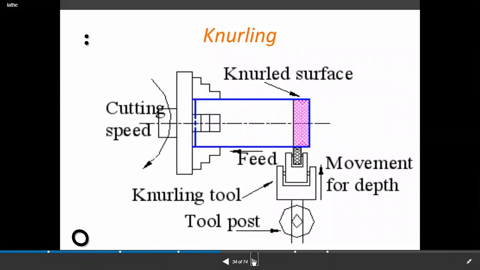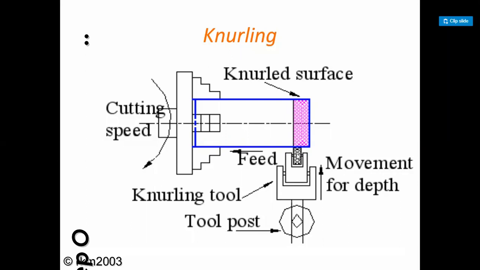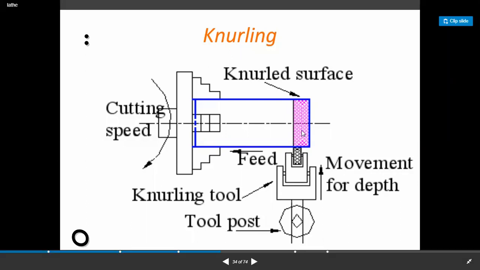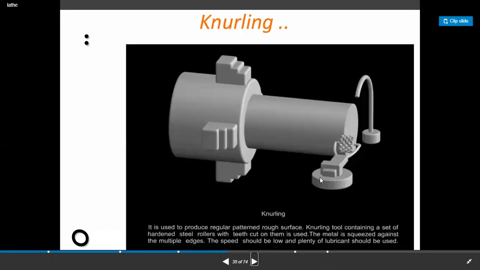Then knurling also we have studied. Knurling operation is to produce that smooth grip, that diamond shaped grip can be produced on your job as per your tool image. Tool वर ज्या प्रकारचं drawing आहे tool वरचं त्याच प्रकारचं same image can be produced on your job. That is knurling operation.